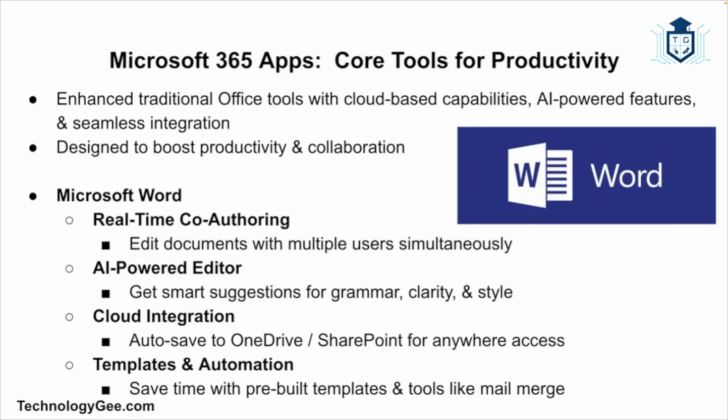With Microsoft 365, Word takes productivity to the next level with real-time co-authoring, and this is where multiple users can edit documents simultaneously. Then we have an AI-powered editor, so this can create smart suggestions for grammar, clarity, and style. It offers cloud integration, so documents are automatically saved to OneDrive and SharePoint, ensuring accessibility from anywhere. And then there are templates and automation. So it has pre-built templates and tools like Mail Merge, which save time and improve output.